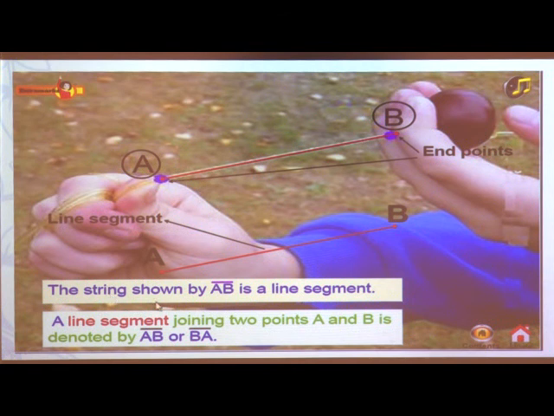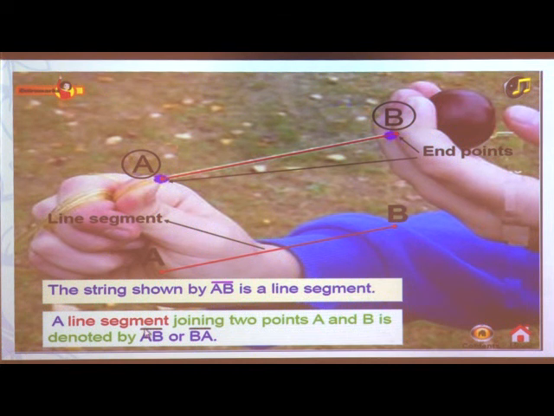The string shown by AB is a line segment. Here you can see AB, or here AB. We tell this as a line segment. Any line which has two end points is called a line segment.